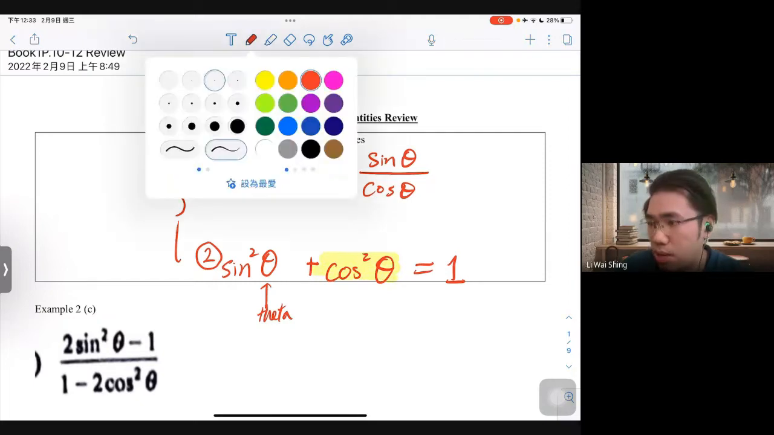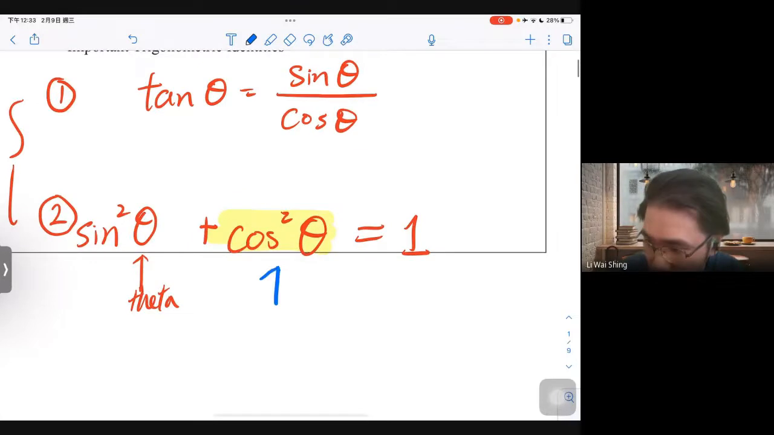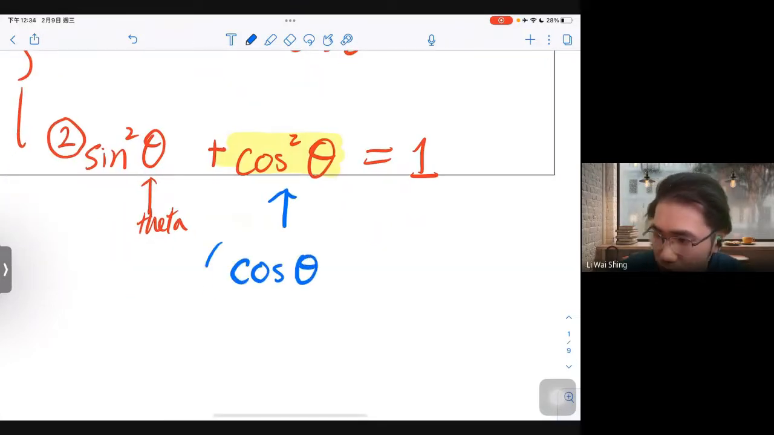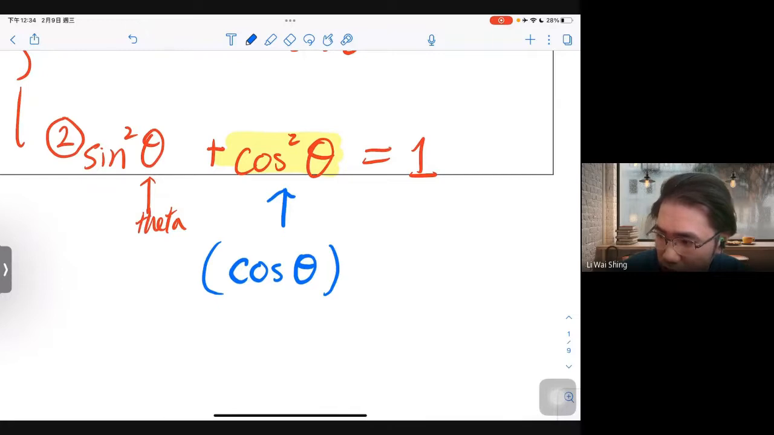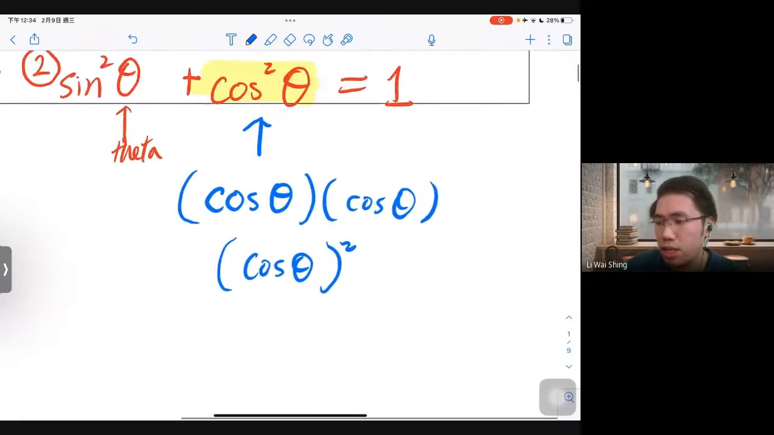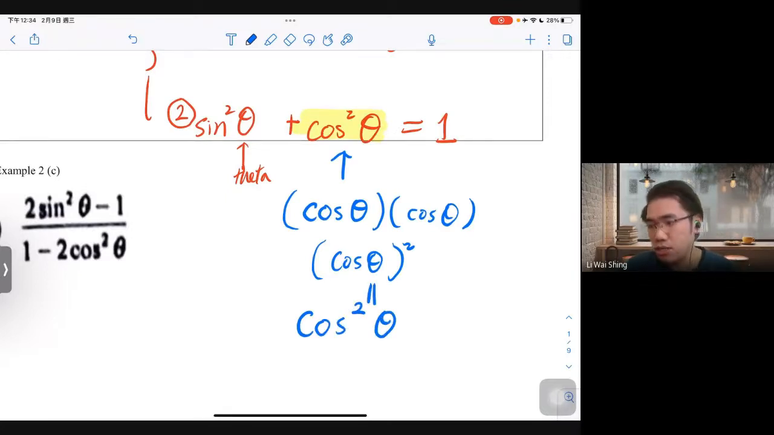Some of you asked last time, what is cosine square theta? Maybe you haven't learned it in Form 2. I teach it once again here. When you are doing cosine theta times cosine theta, that means it is cosine theta square. But we won't write cosine theta square. Instead, we'll write cosine square theta. They are the same thing. So cosine square theta equals to cosine theta times cosine theta.